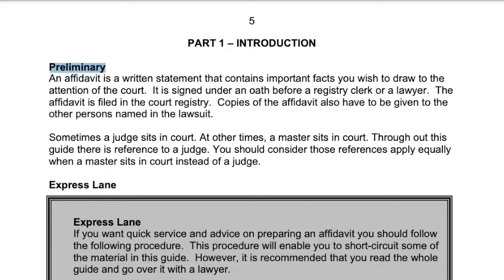So our introduction here starts with the preliminary. An affidavit is a written statement that contains important facts you wish to draw to the attention of the court. It is signed under oath before a registry clerk or a lawyer. The affidavit is filed with the court registry. Copies of the affidavit also have to be given to the other persons named in the lawsuit. Sometimes a judge sits in court, at other times a master sits in court. Throughout this guide, where there is a reference to a judge, you should consider those references apply equally when a master sits in court instead of a judge.